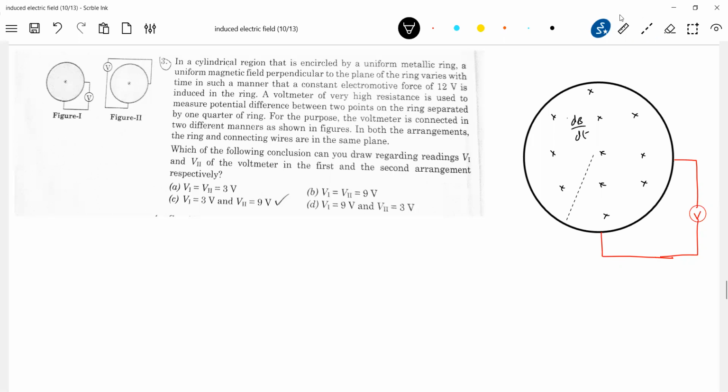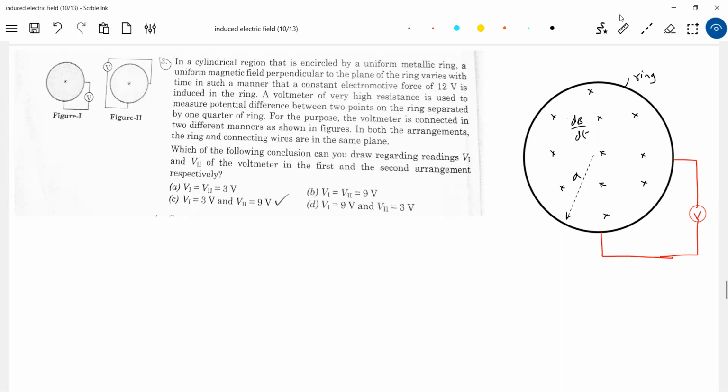Will it produce induced electric field only in that circular region of radius C or beyond that? Yes, it will produce, no? And there's a conducting wire, so the induced electric field will also be present here. So now what will this induced electric field do? It will make the charges flow here also, no? So the effect of induced electric field will not only be on the ring, it will also be on these connecting wires. So the flow of charge here depends on what? It depends on the induced electric field.